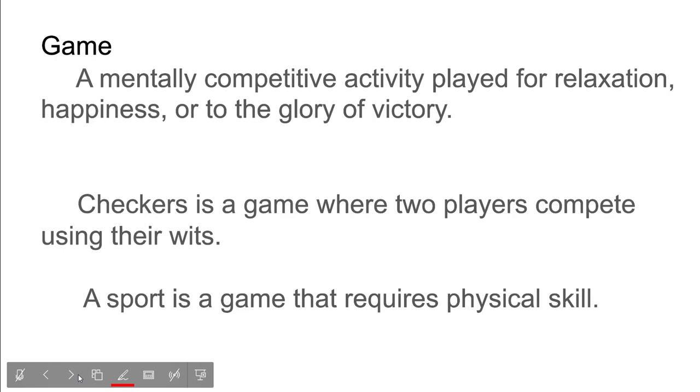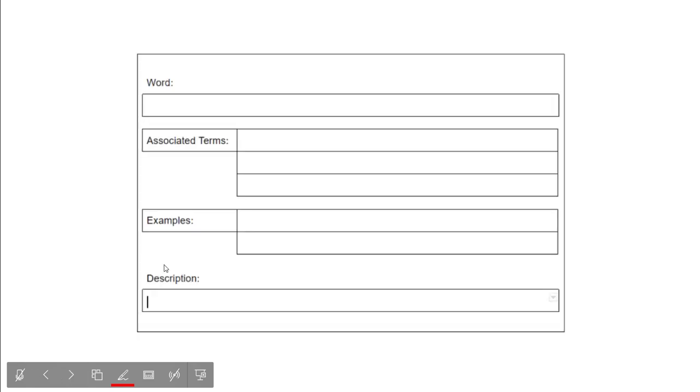On the slides, you'll see something like this. It'll be pretty simple. Sometimes there may be a video, sometimes there may be a picture, but this is what you'll always have. You'll see the word, so I'm using game as an example. You'll see a description of what that word means, and then maybe a few sentences using the word, or some descriptions of concepts that are related to that word. A sport is a game that requires physical skill, so it just draws a connection for us. You're going to do one box for one word.